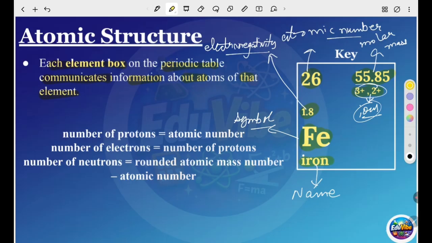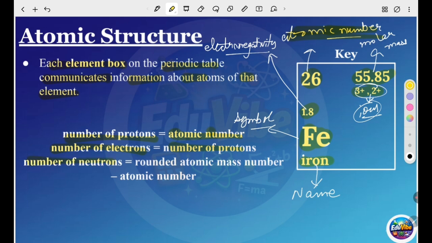Next, the number of protons is equal to the atomic number. The atomic number is equal to the number of protons. The number of electrons which a particular element has is also equal to the number of protons. So if we know the number of protons, we also know the atomic number and the number of electrons, because they are both equal to the number of protons.